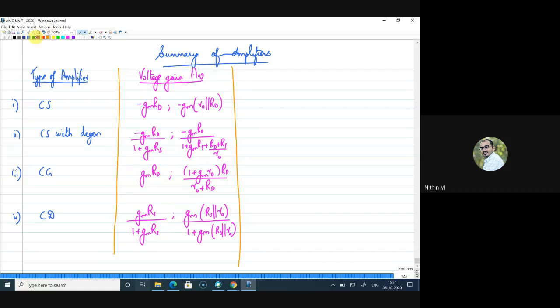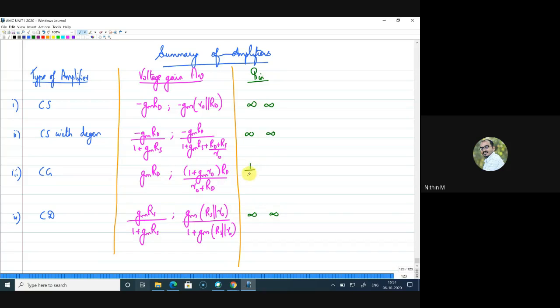Let me use a different color. Okay, now I'll write input impedance here, Rin. So Rin is very simple to remember. Common source in both cases it is infinity, because we are feeding to the gate. Common source with Rs also it is infinity. Common drain also it is infinity. Only you need to remember about common gate.